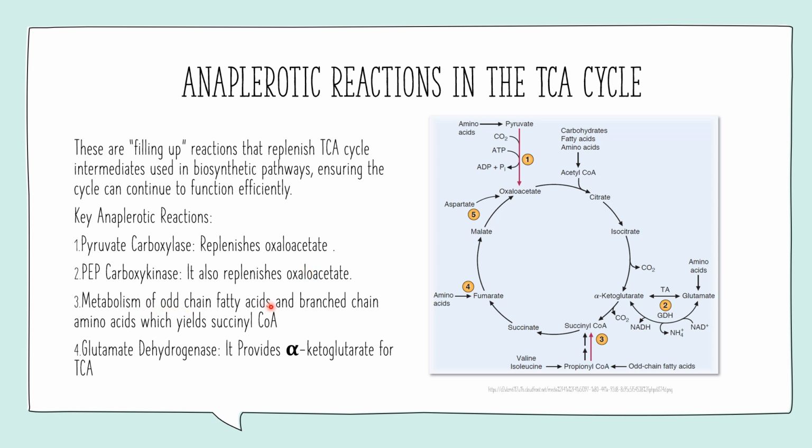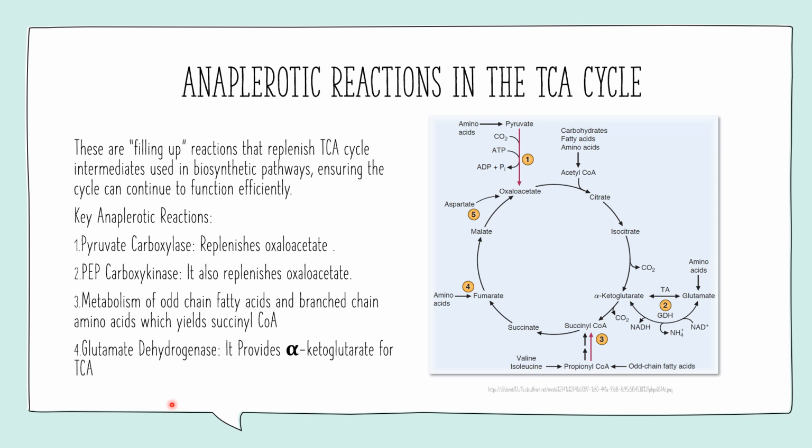Catabolism of odd-chain fatty acids and branched-chain fatty acids, both of them yield propionyl-CoA, and the catabolism of propionyl-CoA gives us succinyl-CoA, which replenishes the succinyl-CoA that has been used in anabolic reactions of heme biosynthesis.